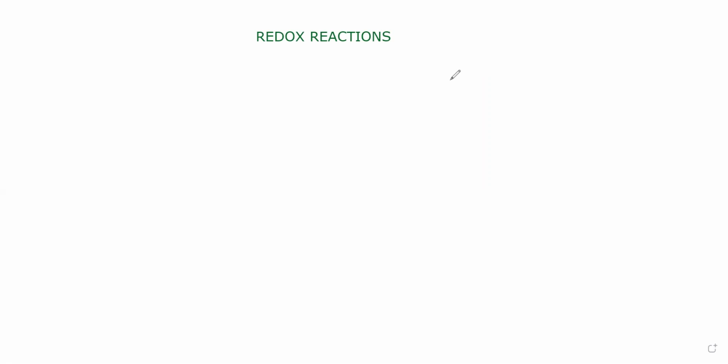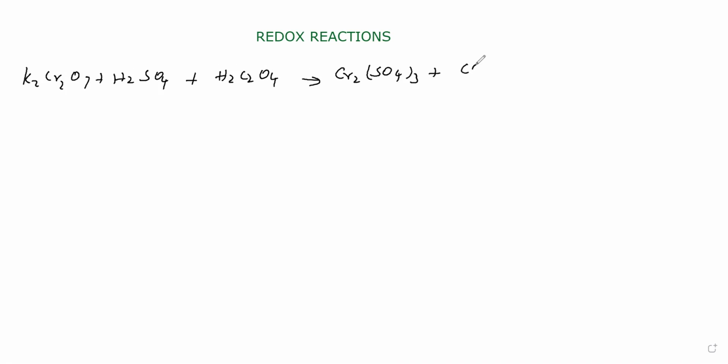Let us continue discussing redox reactions. In redox reactions, we will balance the equation by the ion electron method, or half reaction method. For this, we will take an equation: potassium dichromate in acidic medium reacting with oxalic acid to give chromium sulfate, then carbon dioxide, water, and potassium sulfate.